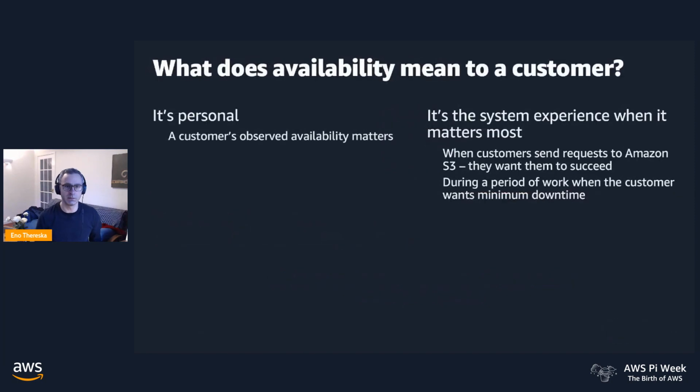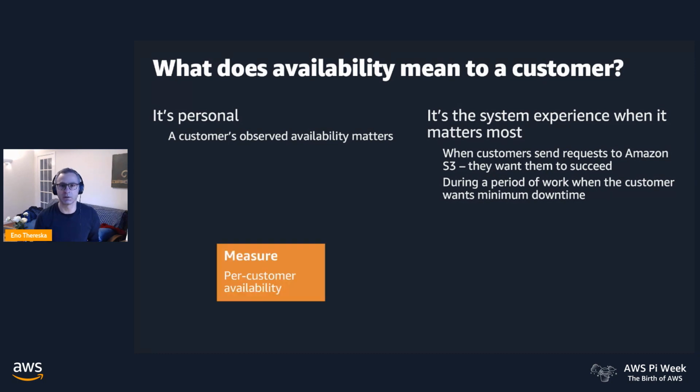So what does availability mean to a customer ultimately? Let's look at some things which are kind of obvious invariants. Availability tends to be something that's personal. A customer's observed availability matters. If they're having a problem, if they're not accessing their data, it doesn't matter if you tell them that everybody else is getting their data. That doesn't help. So the first thing to keep in mind is that availability really has to be measured per customer. And one thing we want to make sure is that we don't bias against more active customers.